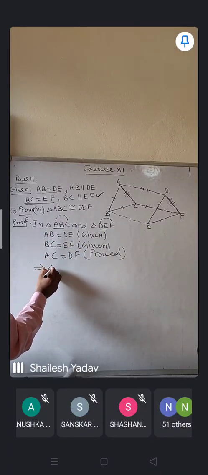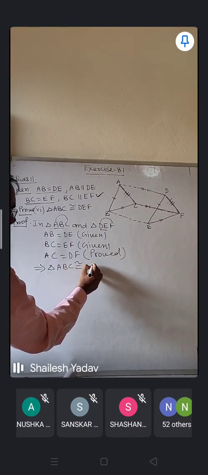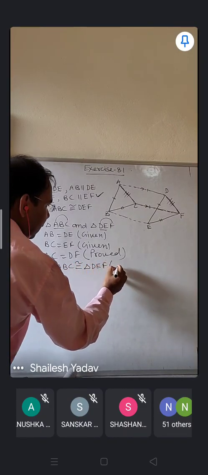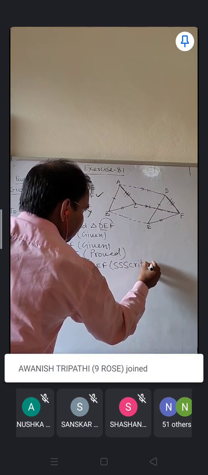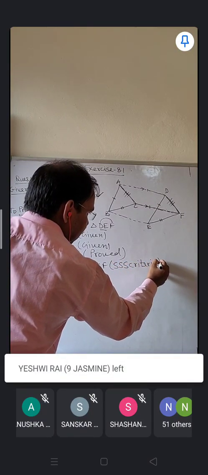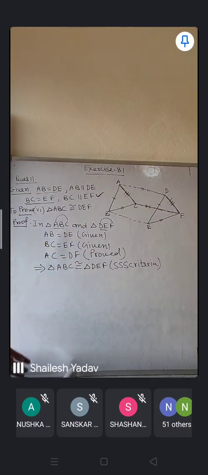So it shows that triangle ABC is congruent to triangle DEF, and the criterion is the SSS criterion. So by SSS criterion, both the triangles are congruent. So it is the last part of question number 11. So you need to write it.